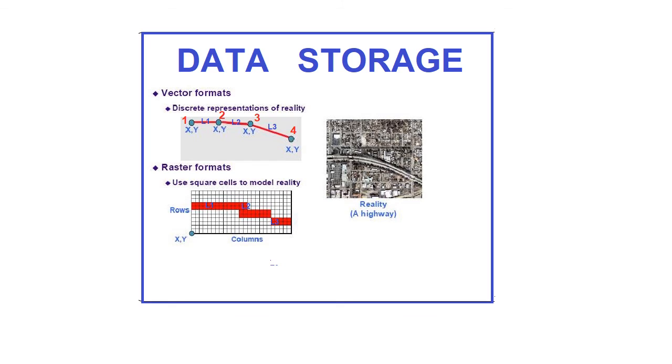Now, if you see the discrete representation of reality, and reality is on your right side, a highway, the curving highway, and if you see the upper vector format, that bridge and 1, 2, 3, 4, this is nearly showing the same real life in vector format.